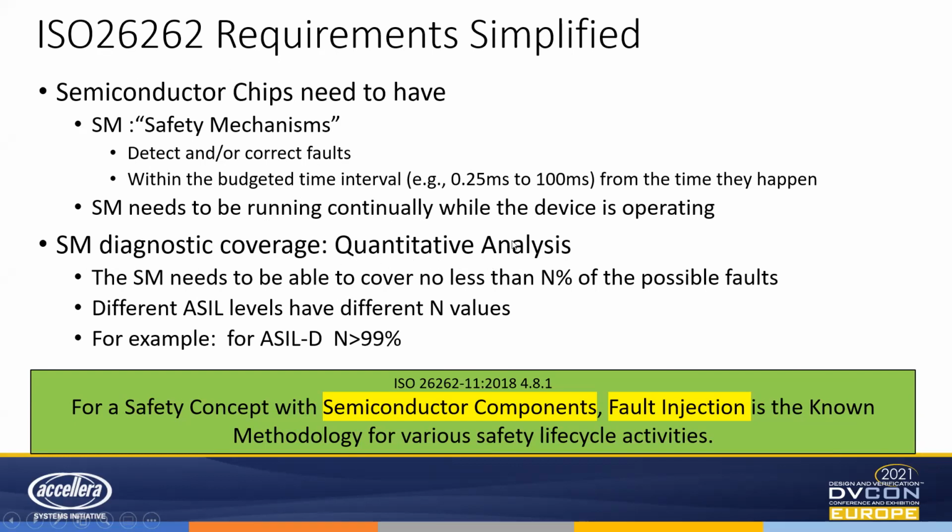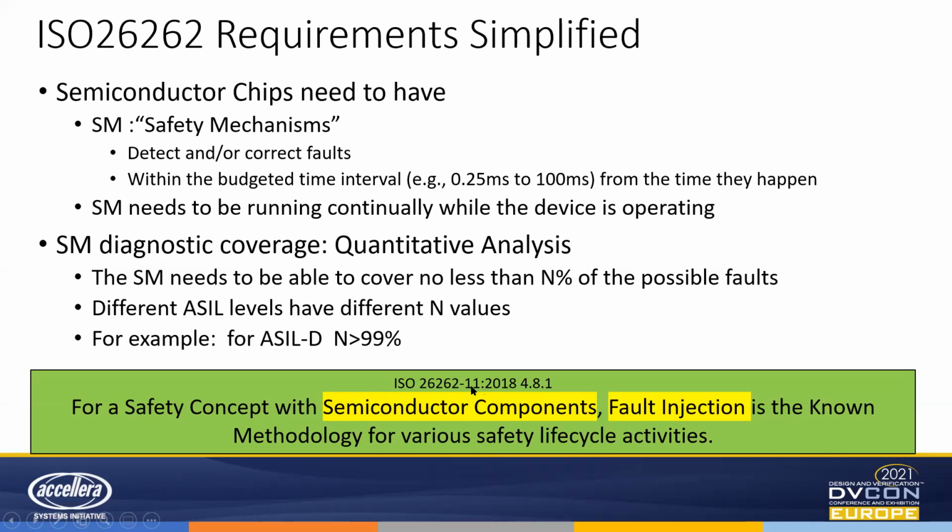To do the quantitative analysis, you need to make sure that your safety mechanism, SM, is able to cover nothing less than N%, and this N depends on what ASIL level you are looking at. For example, for ASIL D, you need this N to be 99%. So most of the faults, 99%, have to be covered by your safety mechanism.